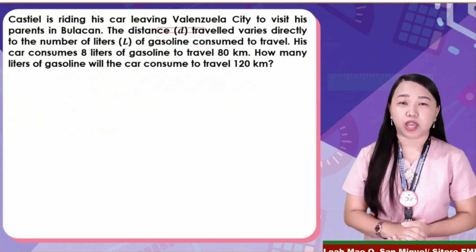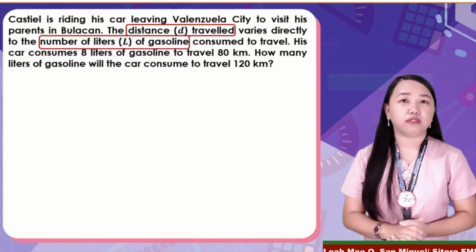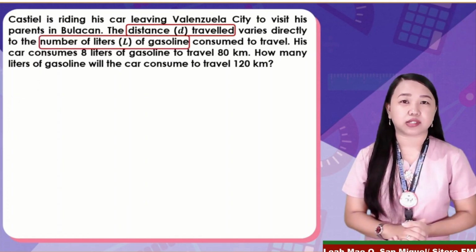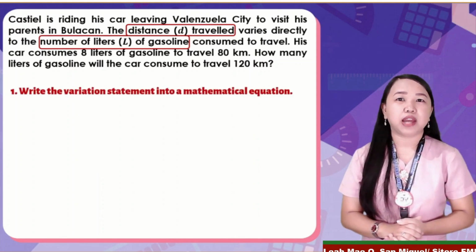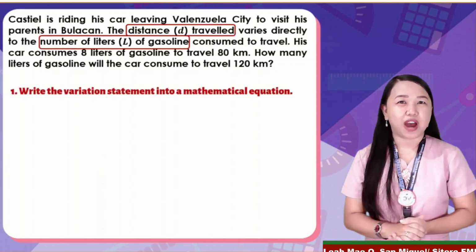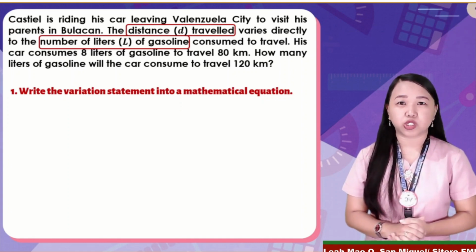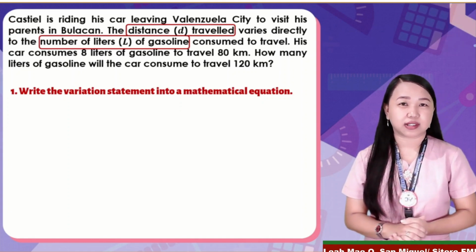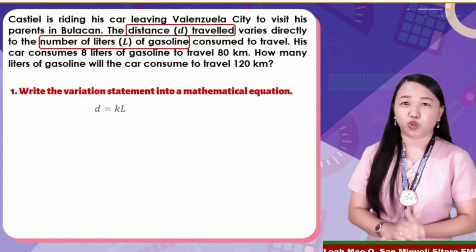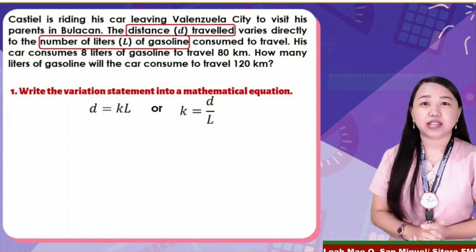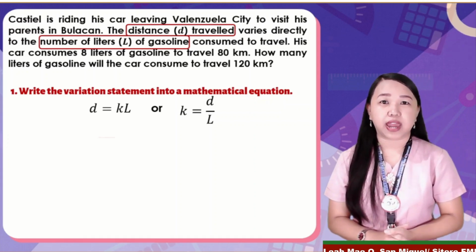In this problem, we have liters of gasoline and distance traveled as the two quantities. We need to write the variation statement into a mathematical equation. What is the mathematical equation that represents the relationship of these quantities? Very good. It's D is equal to kL or k is equal to D over L.